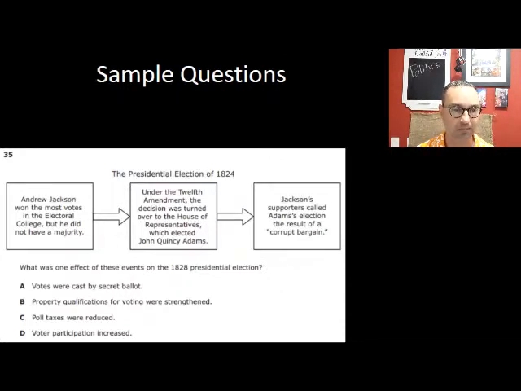So anyway, Andrew Jackson won the most votes in the Electoral College, but did not have a majority under the 12th Amendment. The decision was turned over to the House of Representatives, which elected John Quincy Adams, and Jackson's supporters called Adams' election the result of a corrupt bargain. And so what was an effect of these events? Well, more people went out to vote because they were like, hey, this was kind of a ripoff. Like, our guy had the most votes and he didn't win.